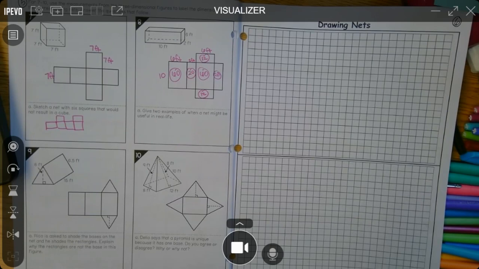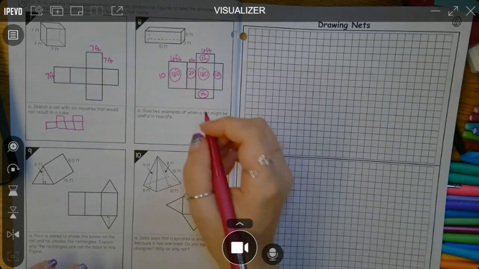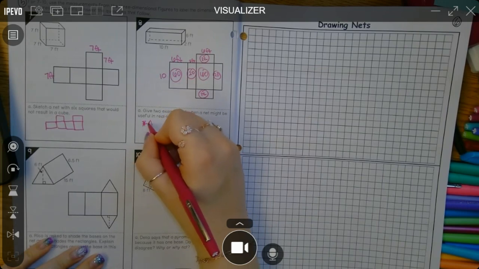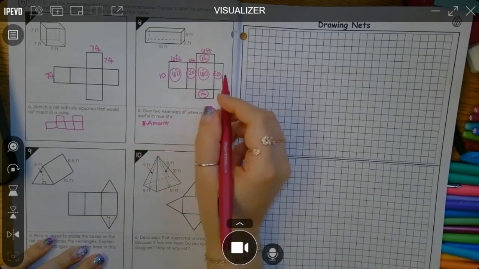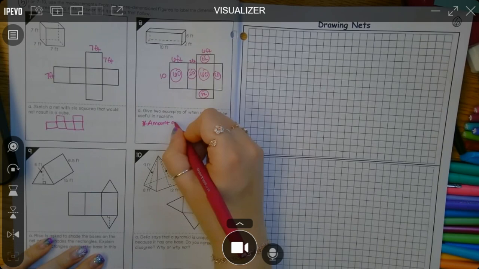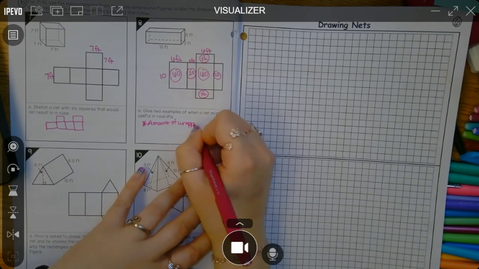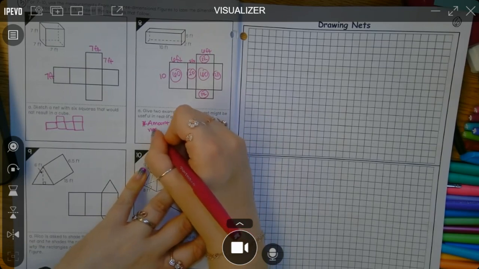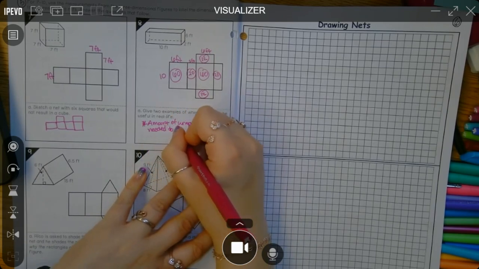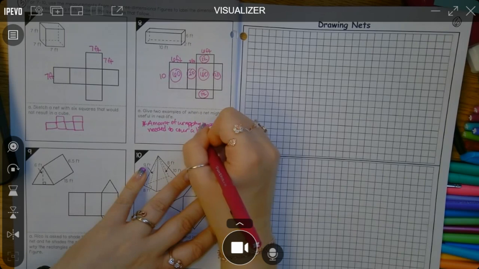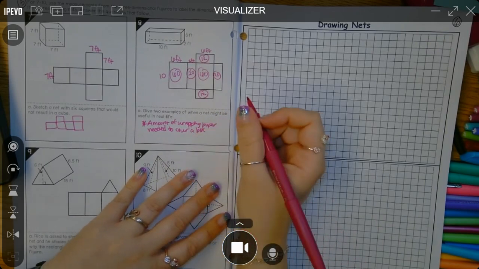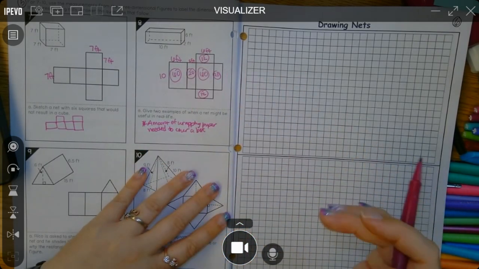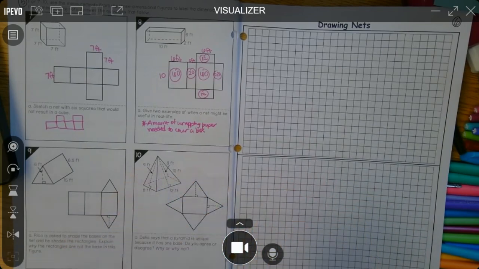So when are some real world examples when a net might be helpful in real life? Yeah, if you wanted to know the amount of wrapping paper, that works. So to cover the box, how much wrapping paper do you need? Anything else? What about if you're wanting to paint something? Like you needed to paint all the different surfaces. Yeah, so the amount of paint you need to paint something, that would work too.